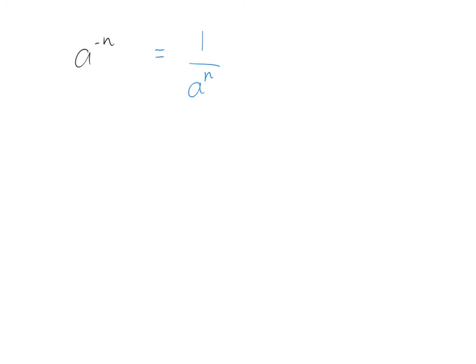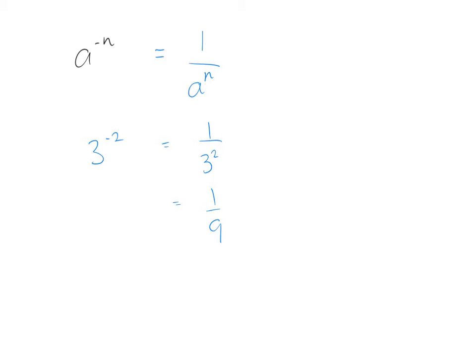It works, whatever n is. But looking at it in terms of a practical example, if I have 3 to the power of negative 2, I can't do much with that, but I can go 3 to the power of negative 2 is 1 on 3 squared, which equals 1 on 9.